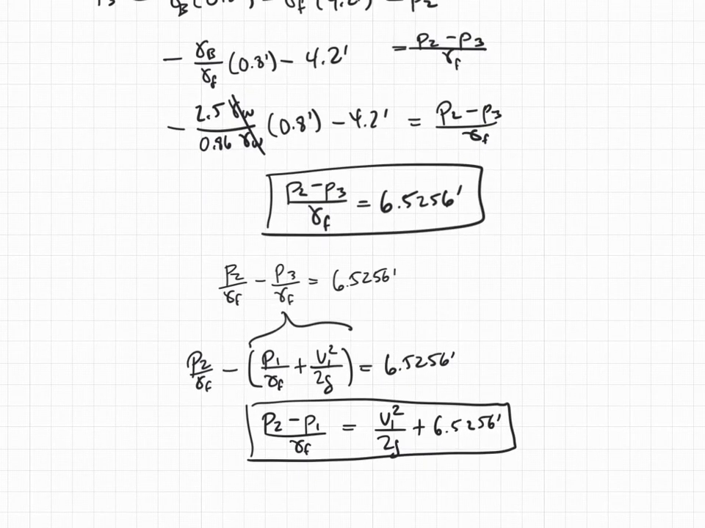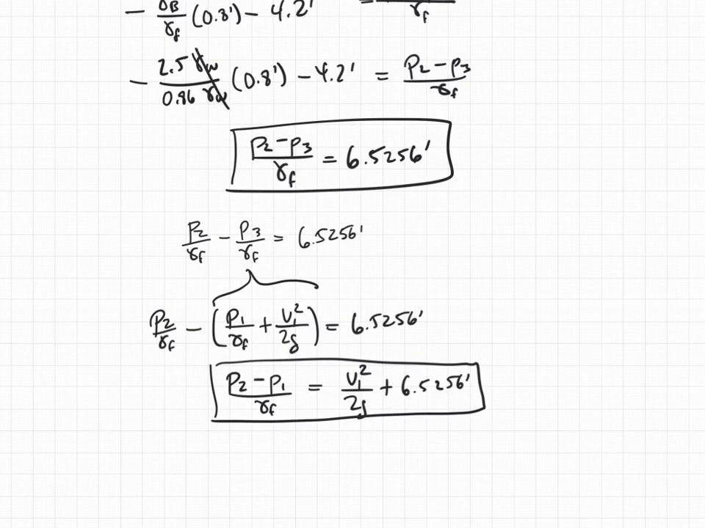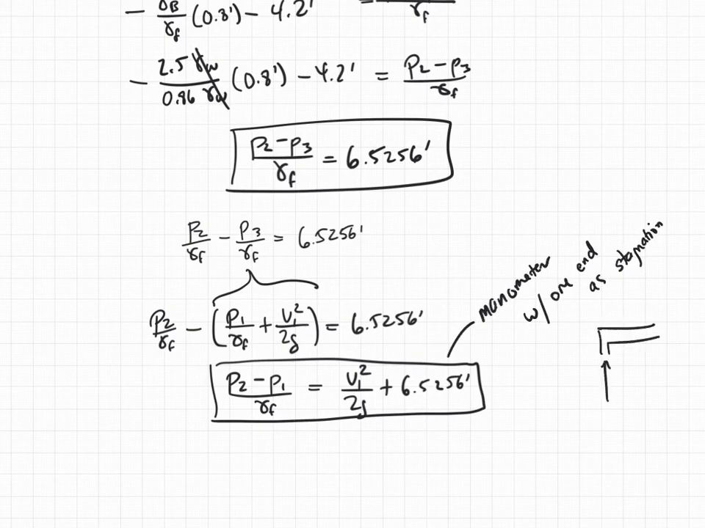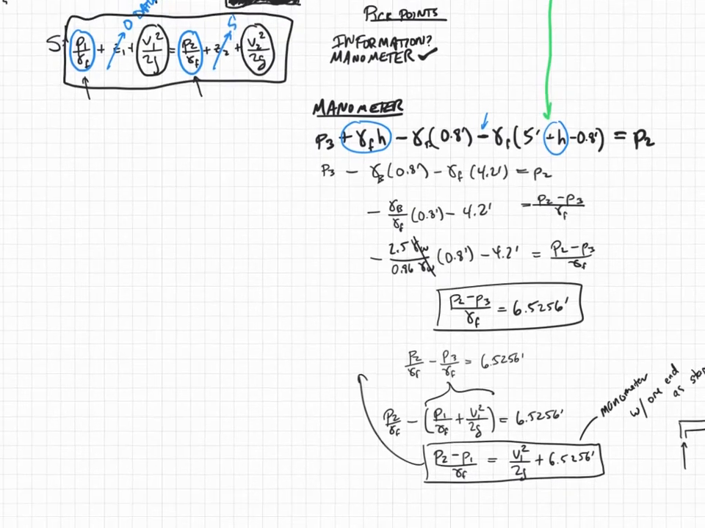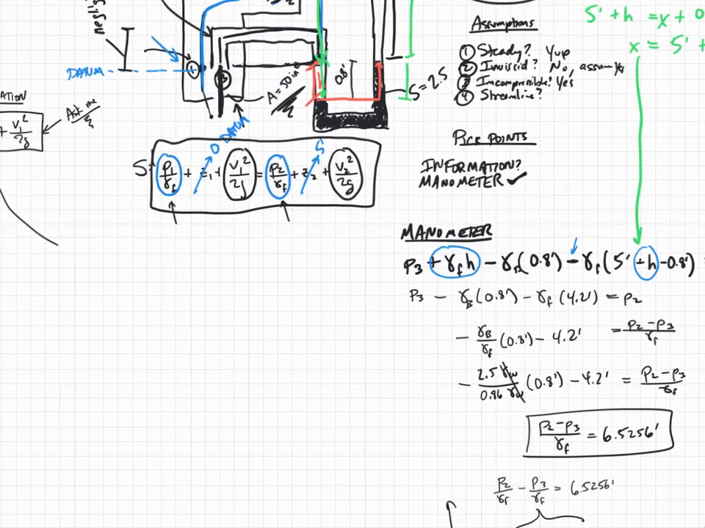Because I can take that. So this is the manometer with one end as a stagnation. That's just because that tube turned into the flow. So that's what makes this a little bit more difficult. So we're going to take this thing and plug it back in up here, P2 minus P1 over gamma F. Basically I'm going to take this term and bring it over to the other side.